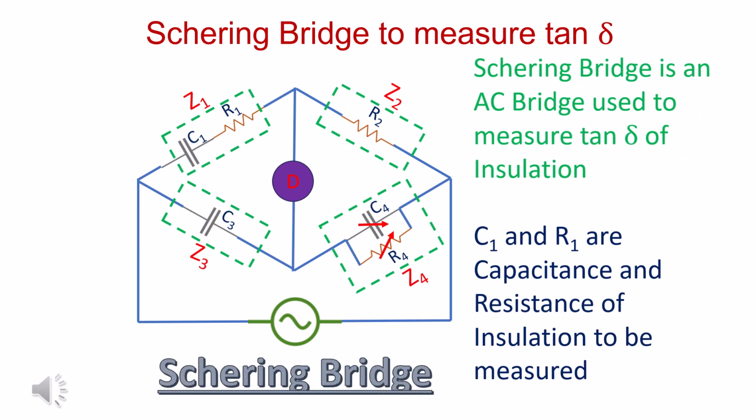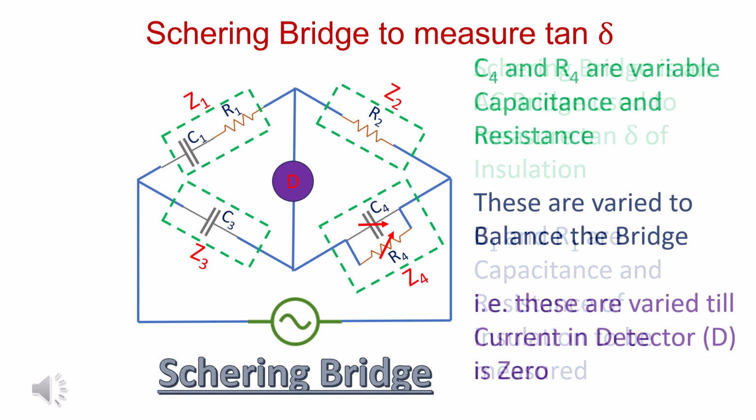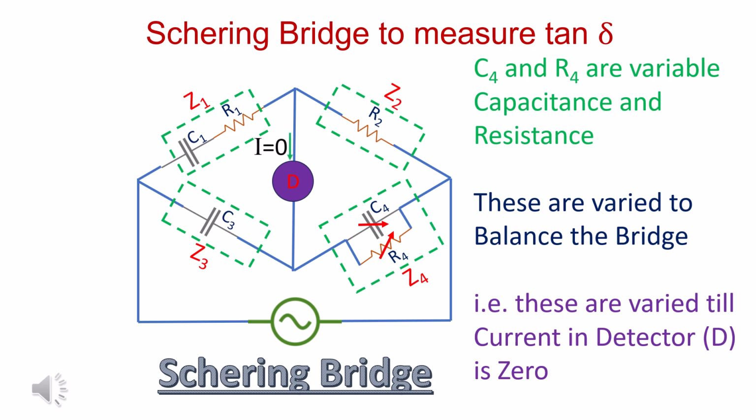Schering bridge is an AC bridge used to measure tan delta of insulation. C1 and R1 are the capacitance and resistance of the insulation to be measured. C4 and R4 are variable capacitance and resistance. These are varied to balance the bridge. That is, these are varied till current in detector D is 0.